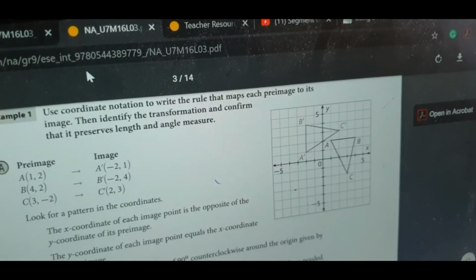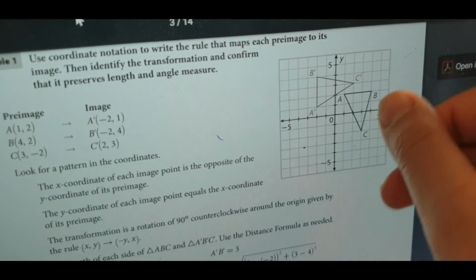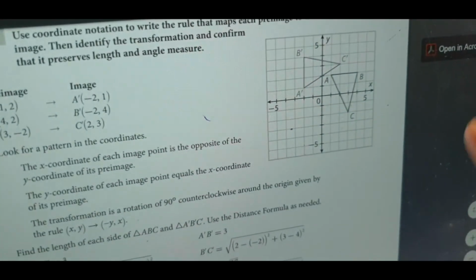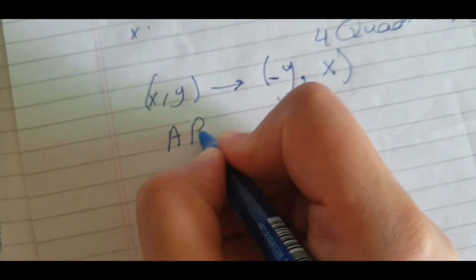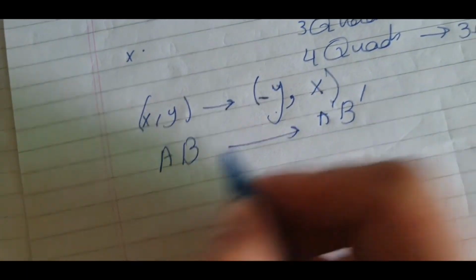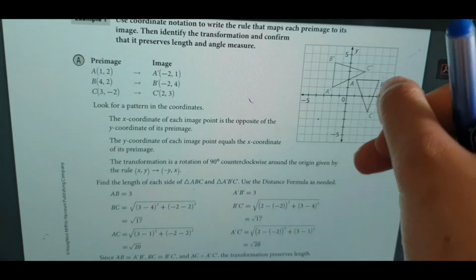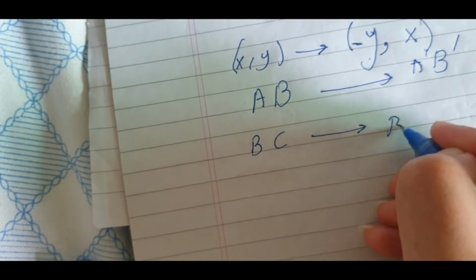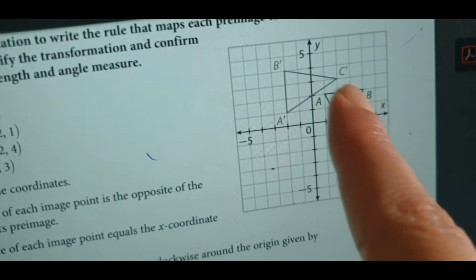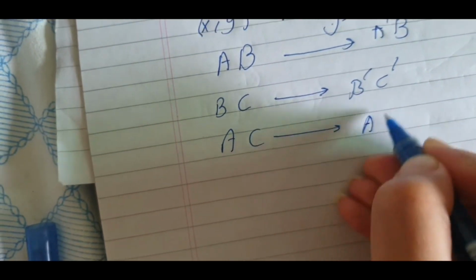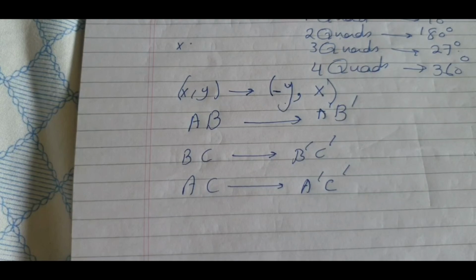Preserve length, I mean, I need to see if each length of side in the image is the same as in the pre-image. Which means, how many sides? This is a triangle. How many sides do we have? We have 3. In the pre-image, I have AB, which becomes A prime B prime, right? And we have BC, which became B prime C prime. And then we have the last one, which is AC, which becomes A prime C prime, right?